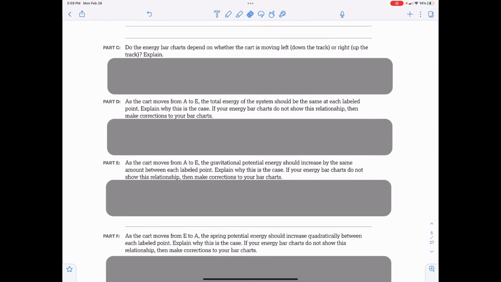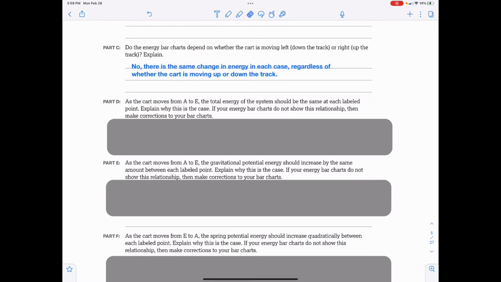Part C. Do the energy bar charts depend on whether the cart is moving left, that means down the track, or right, up the track? No. There is the same change in energy in each case, regardless of whether the cart is moving up or down the track.